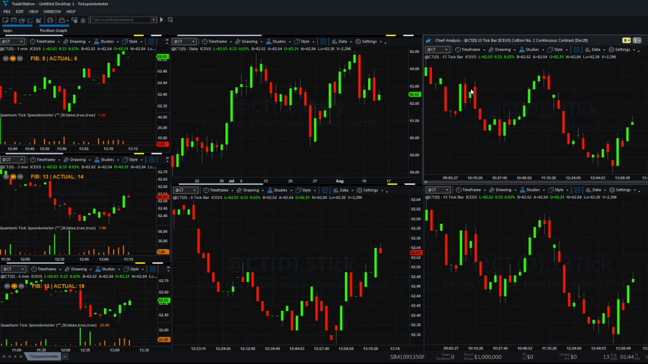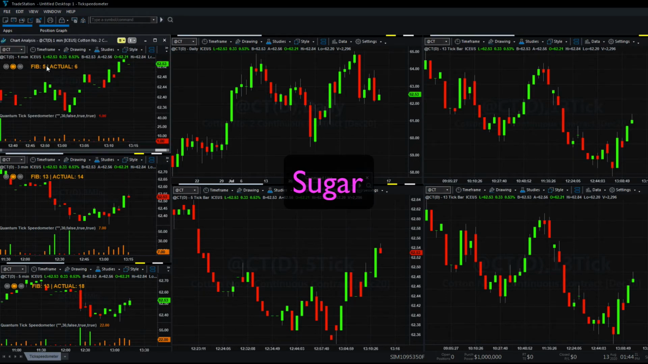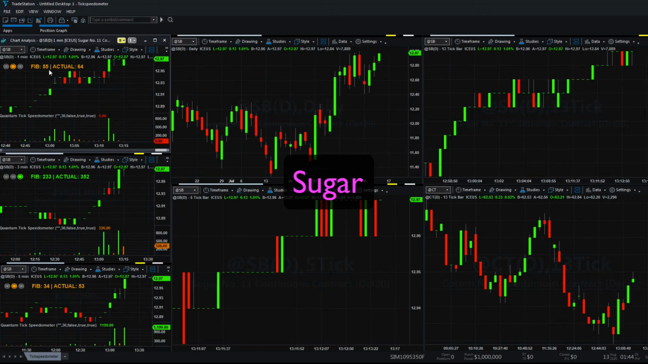So that's on cotton, but exactly the same as you would expect, all running in orange at the moment, so ticking along. And finally on to sugar, which is the SB. Let's just type that in, there we go. Pulls those up. And quite a big difference here.